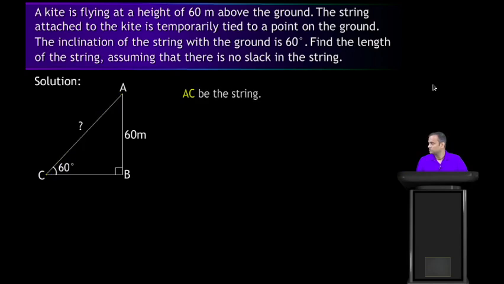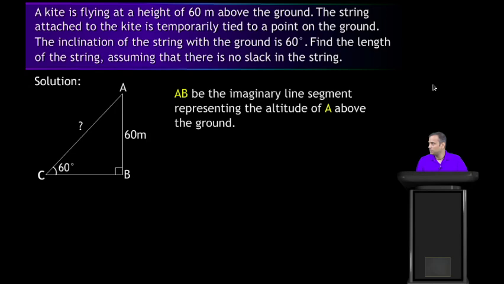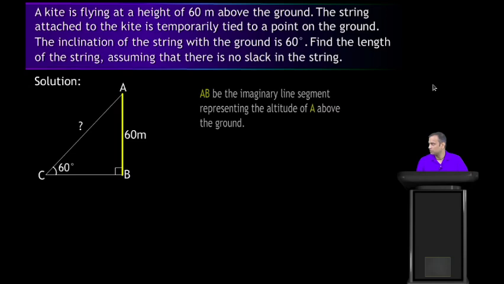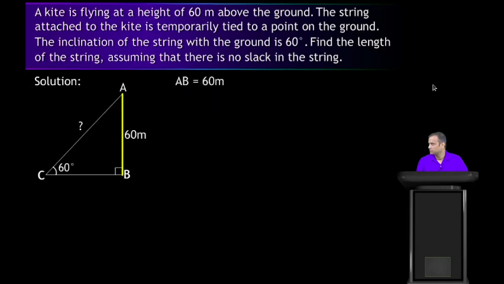And let AB be the imaginary line segment representing the altitude of A above the ground. So this is the altitude of the kite. Now AB is equal to 60 meter. This height is 60 meter above the ground and the angle is 60 degree. Angle ACB equals 60 degree.